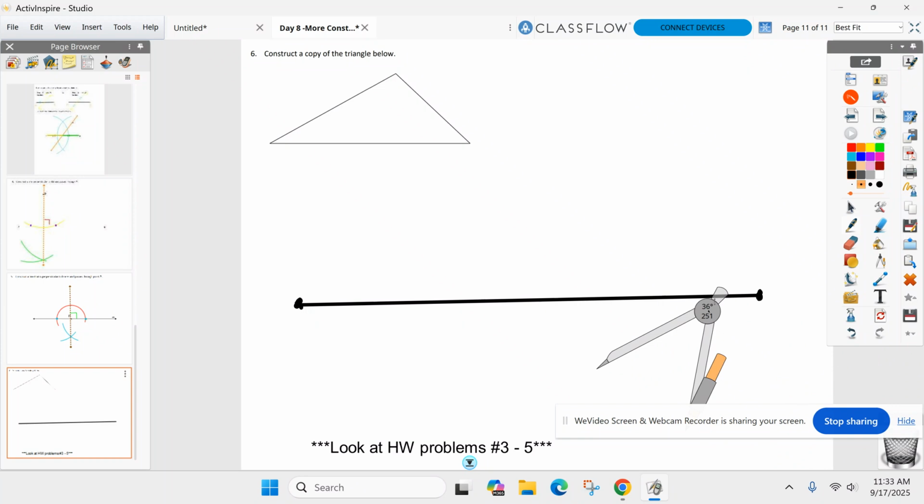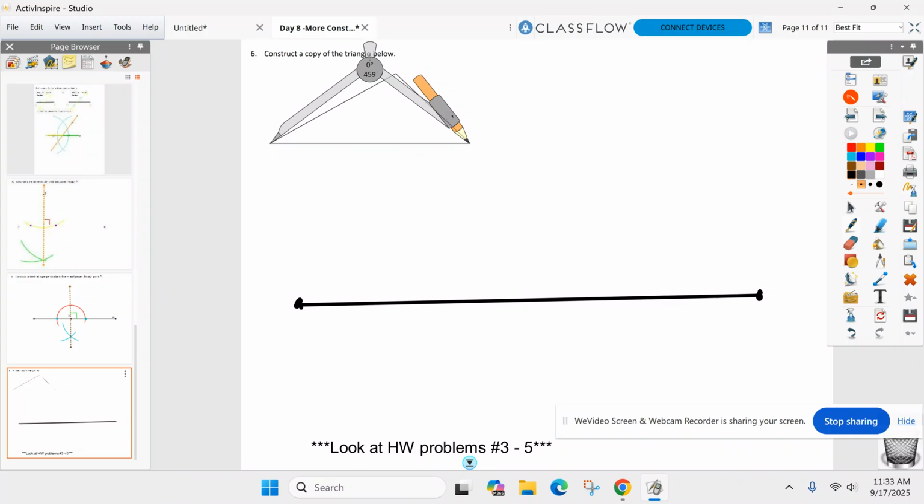Up first, copy one of the three sides. Me personally, I always like to copy the longest one first, but copy one of them. I always go to the longest one just to get it out of the way, because we're going to copy all three eventually.